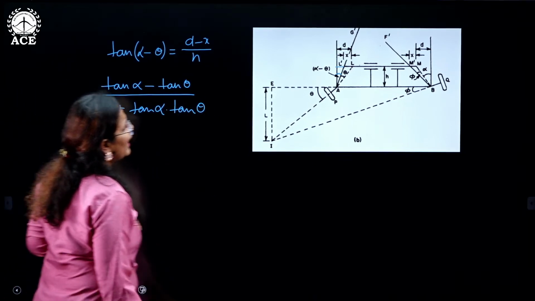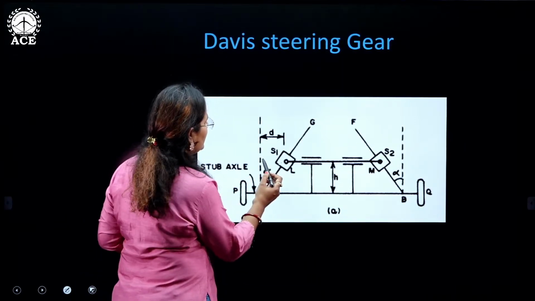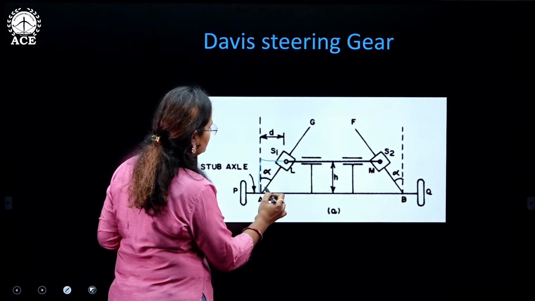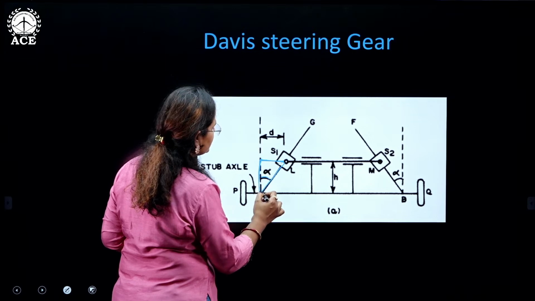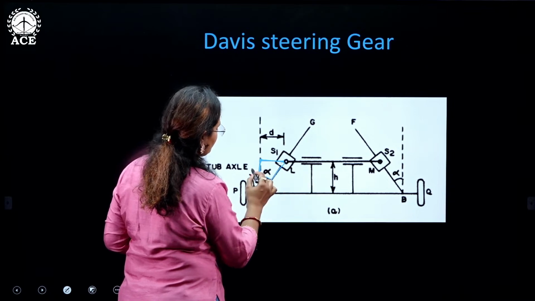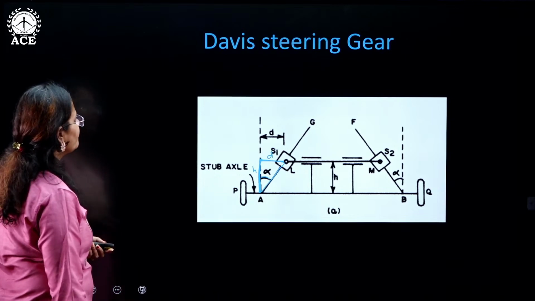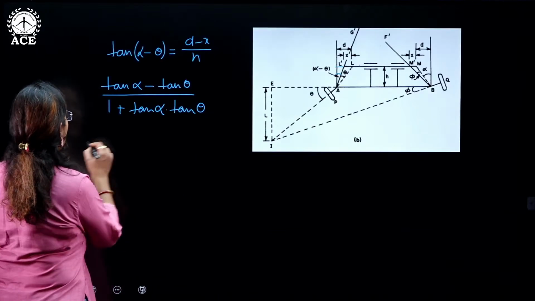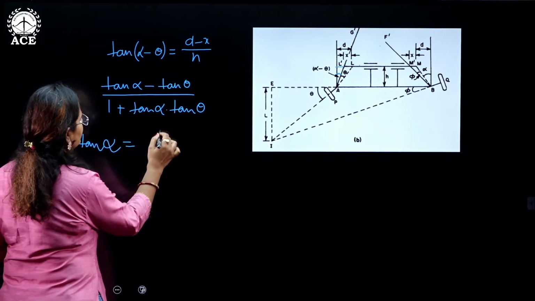Okay. So what is tan theta? In the previous case you have seen tan alpha. This is tan alpha, this is the triangle, right? So tan alpha is opposite by adjacent. Opposite by adjacent is taken as d by h. This is h, this is d. So tan alpha I will take as d by h.